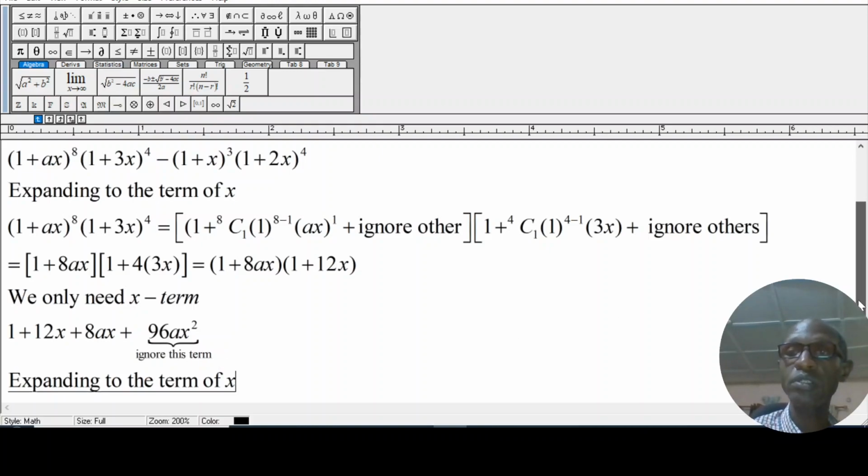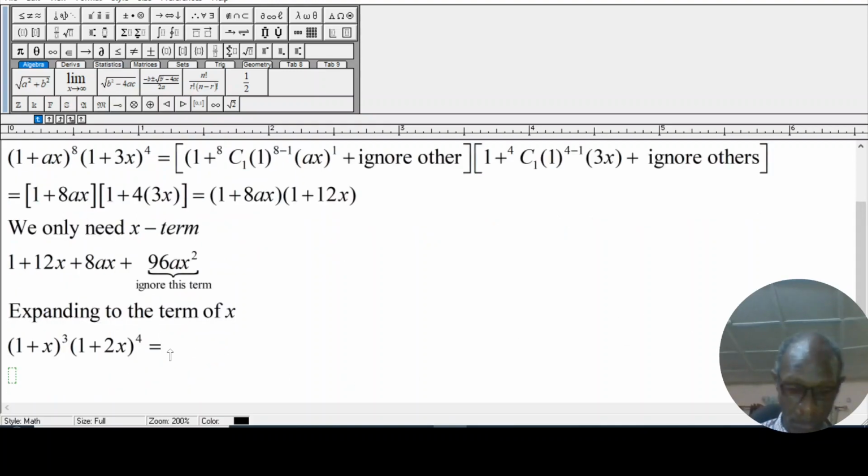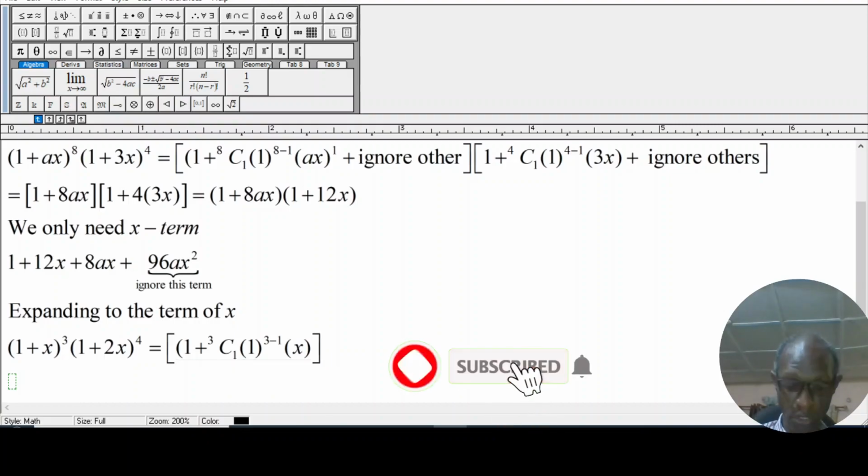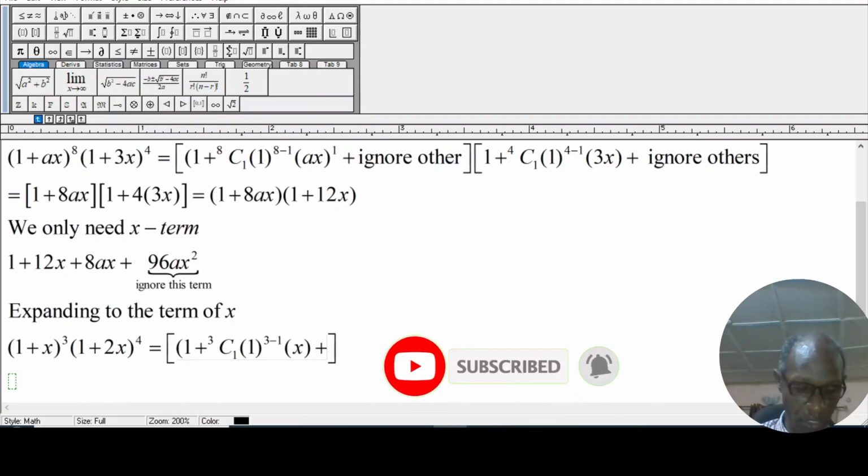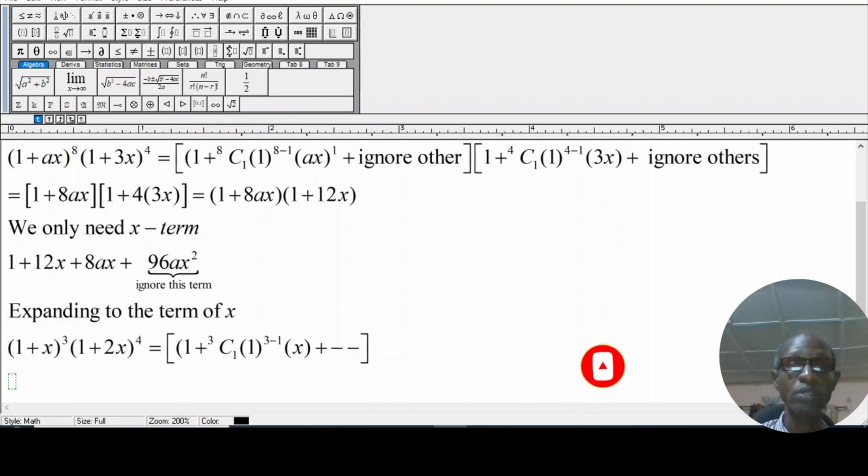Let me put this big bracket. So we have 1 plus 3 combination 1, this is 1 raised to the power of 3 minus 1, and then we have this other one, x, bracket closed. Ignore the others. We just put that there. We don't need them.